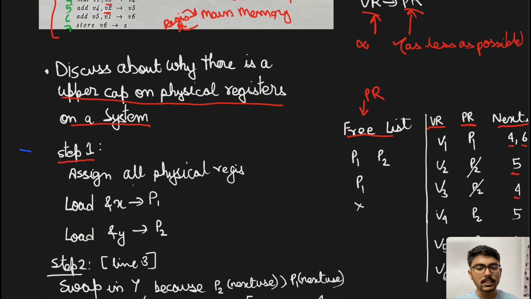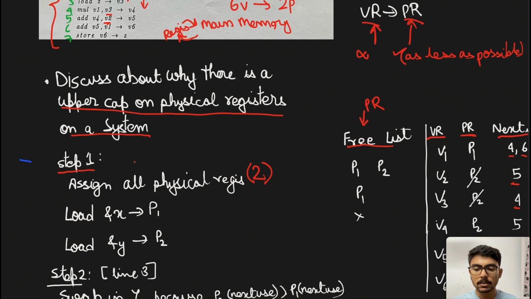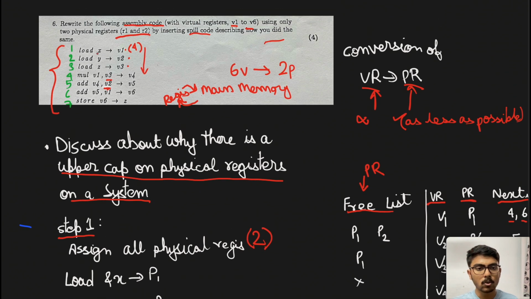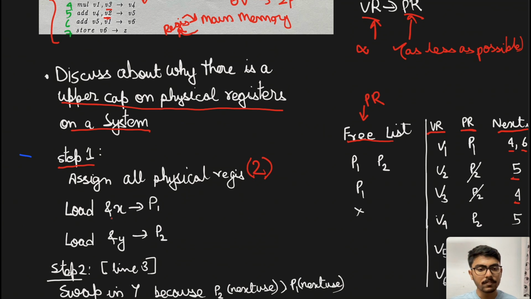The first step is to assign all physical registers. Since we are given a set of physical registers in this question, we will try to use all of them. We only have 2 physical registers, so only 2 virtual registers can be assigned. So let's begin with the first line of code, that is load X into V1. So we are loading X into P1. P1 is the physical or actual register which we have in the system. Then we load y into P2.